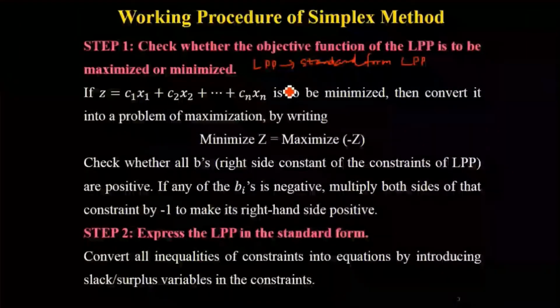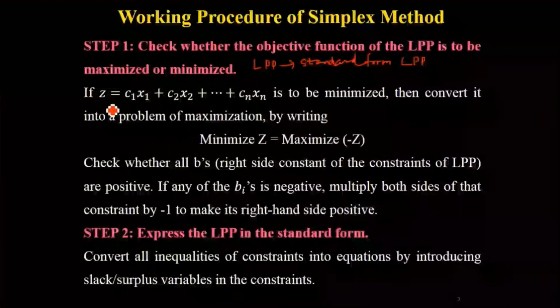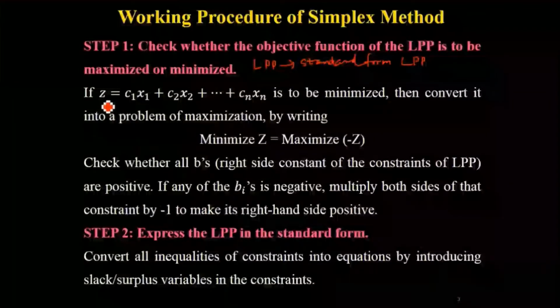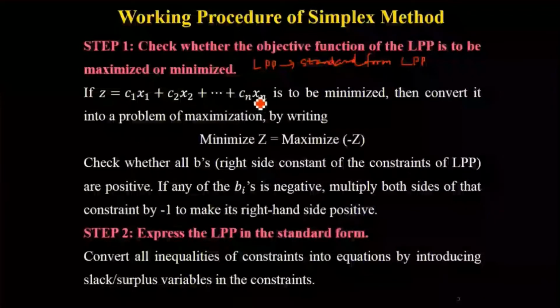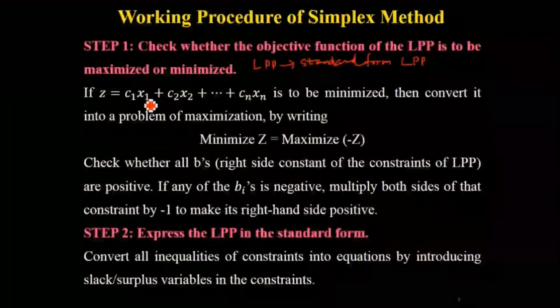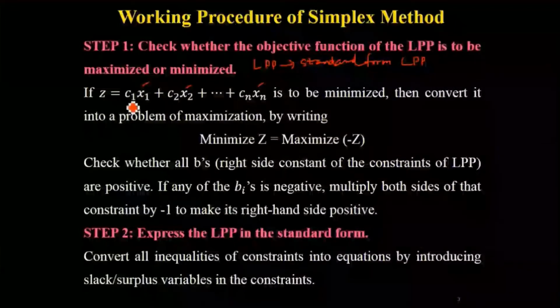After converting that we need to apply it. So what is that, we will see. The objective function is very important in an LPP. If we have the objective function z equal to c1x1 plus c2x2 and so on plus cnxn, a linear combination of the decision variables x1, x2 and so on up to xn, and c1, c2, cn are the constants.